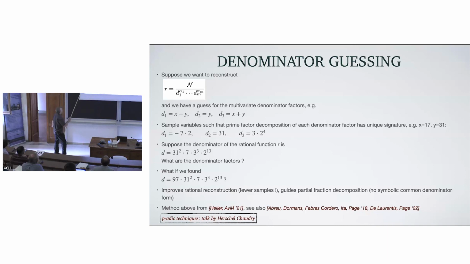In this case, I've chosen them such that this is the prime factor decomposition of the result. And now you do your finite field sampling and rational reconstruction, and you know that for some expression, you get a rational function which has this denominator. Now, from this, can you tell me what the multivariate denominator factors are?